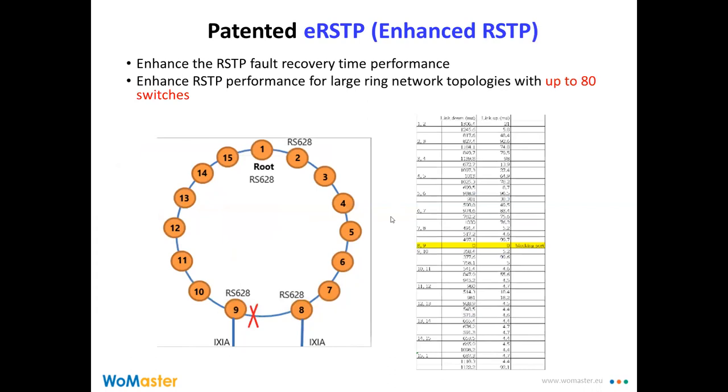But in the industrial environment, on some occasions, some projects want to use RSTP, but fewer than 30 devices in a ring is not enough. So we provide this solution, this enhanced RSTP. We can support up to 80 switches in a ring, and it is also compatible with any third-party RSTP without problems. So this is enhanced RSTP, a master patented technology.